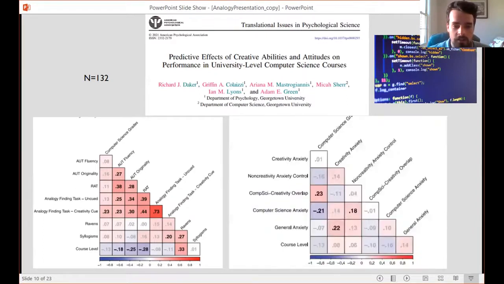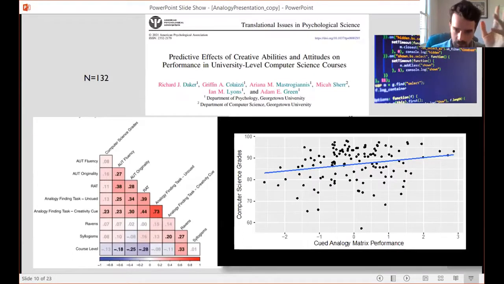We also looked at other measures of not necessarily cognitive ability, but more beliefs or affective variables, such as your creativity anxiety, your general anxiety, your anxiety about computer science, as well as the overlap measure of the extent to which you identify with computer science, and the extent to which you view computer science as something creative. The point is that we had a lot of different measures, and it was very exploratory, and yet the only result that significantly predicted grades was on this analogy finding task.